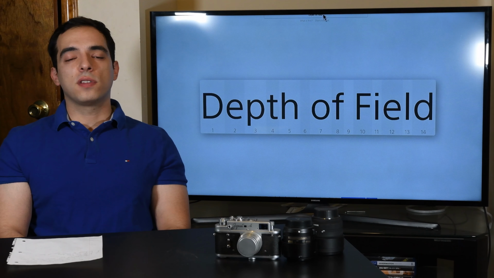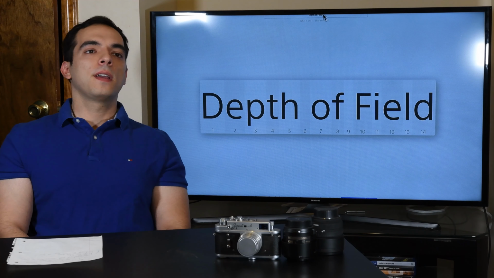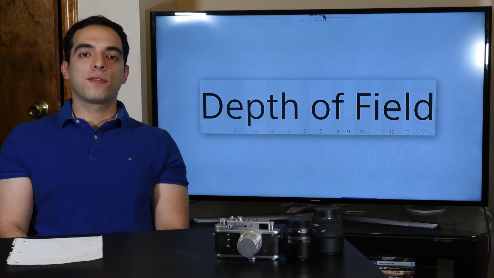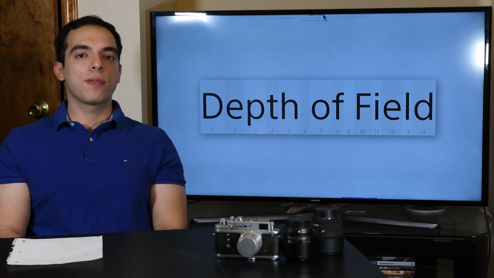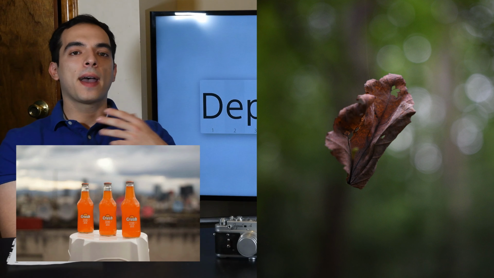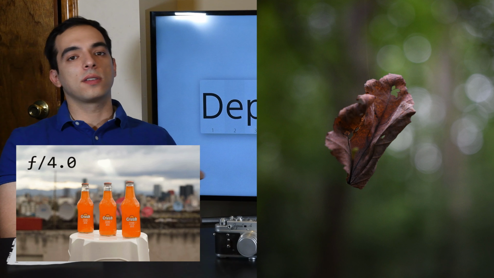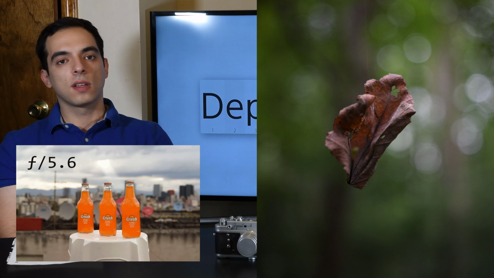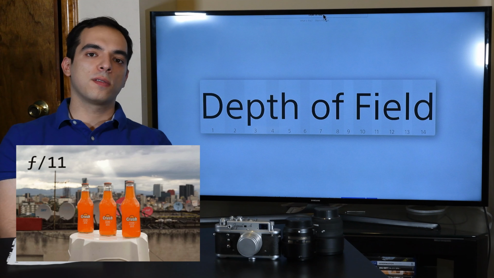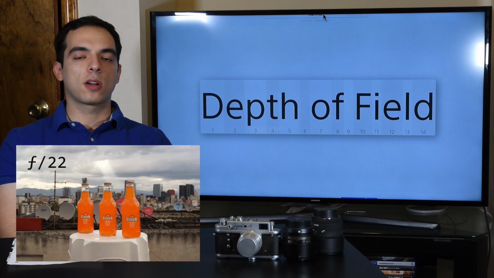What does f-stop have to do with the depth of field? Well, lower numbers such as f1.2, 1.8, around there, will have the maximum amount of bokeh in the background and the smallest depth of field. What's accomplished by having a small depth of field is having maximum sharpness.